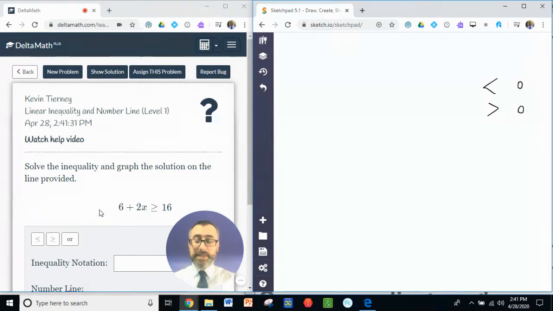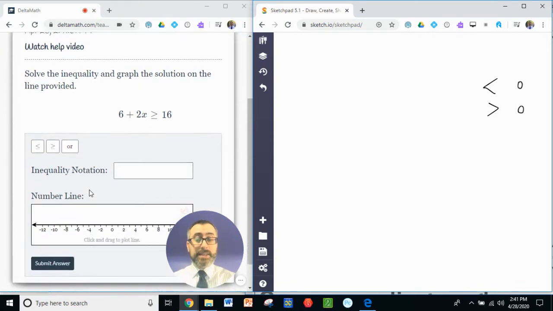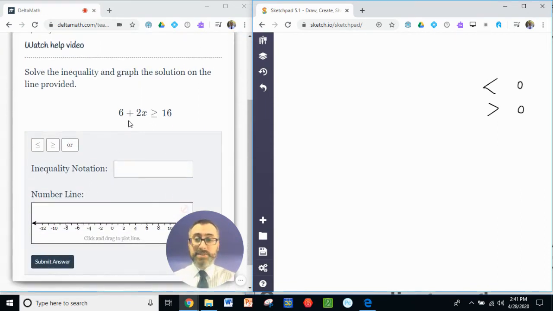Okay. Again, it's asking us to solve the inequality and graph the solution on the line provided. And the inequality that we're given is 6 plus 2x is greater than or equal to 16. Let's copy that down into our workspace. 6 plus 2x is greater than or equal to 16.